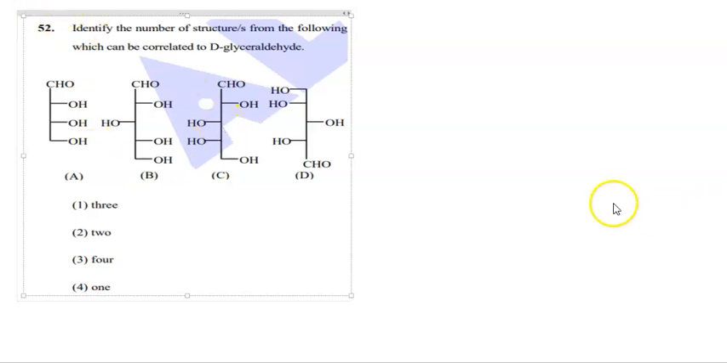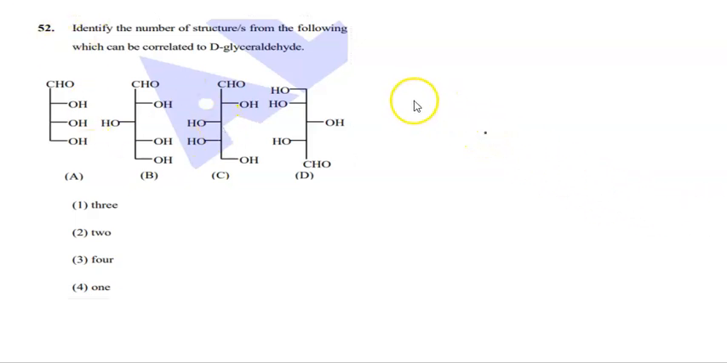So in this question, we have to identify the compounds with the structure related to D-glyceraldehyde. First of all, you have to draw the structure of D-glyceraldehyde. So here it is CHO, at the bottom CH2OH, right hand side you have OH, left hand side you have H. This is the Fischer projection of D-glyceraldehyde.